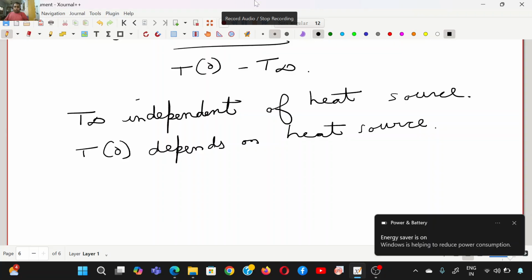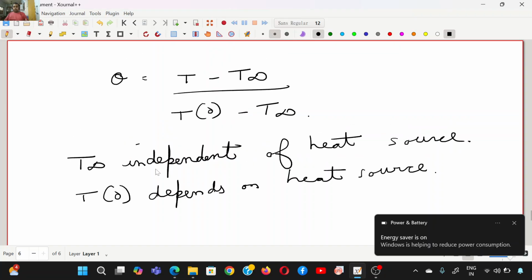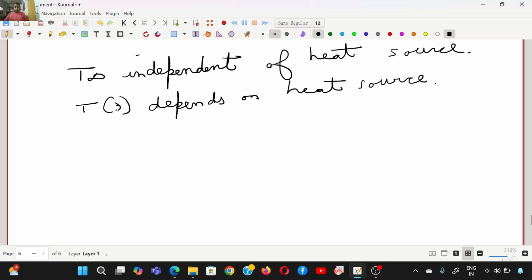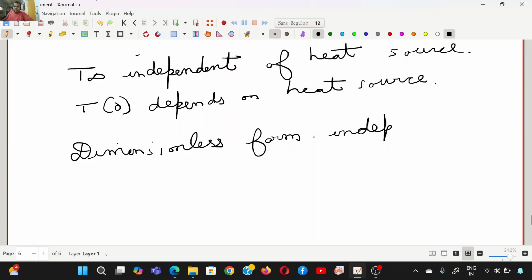So T infinity is independent of heat source. T naught is dependent on heat source. But when you combine T naught and T infinity, you get a non-dimensional temperature known as theta. That theta is also independent of heat source. So in the dimensionless form, it is independent of heat source.